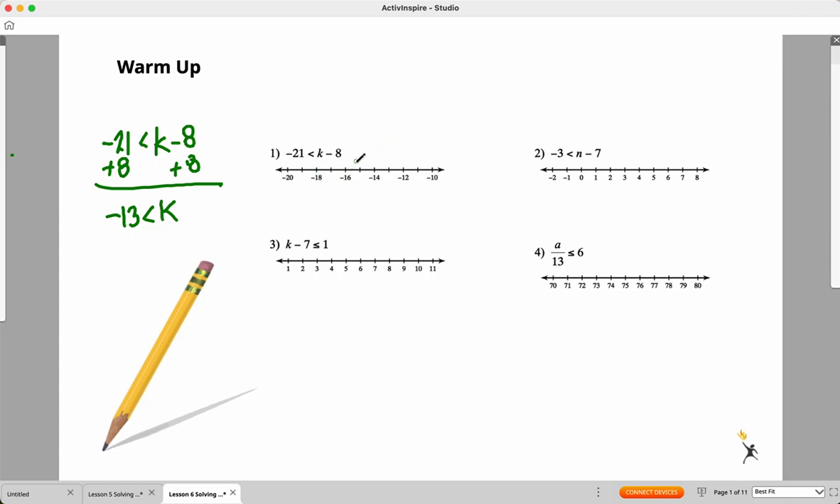A lot of you guys have been writing it this way. So if we say negative 13, k is greater than. So you think about what the mouth's going to eat, the bigger number. The bigger number is on the right-hand side this time.